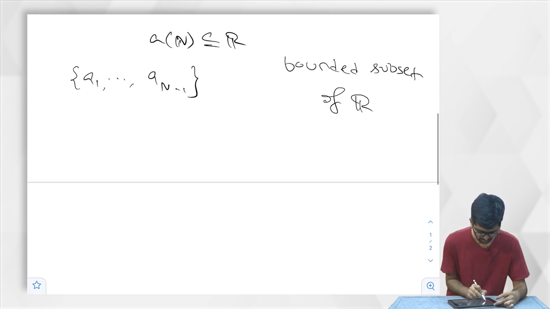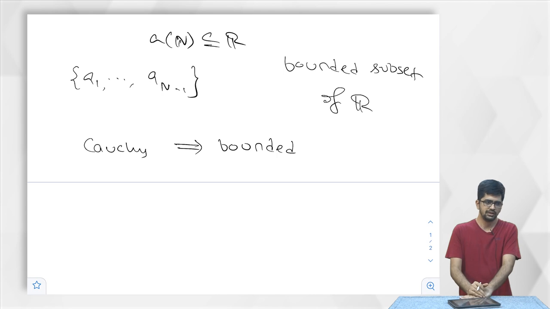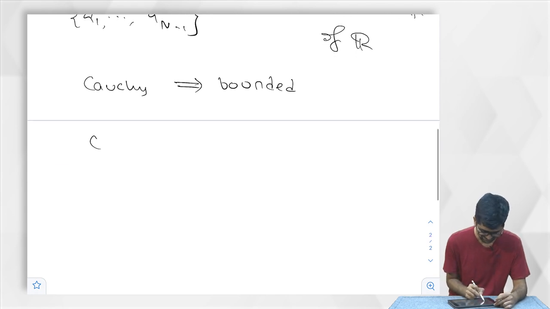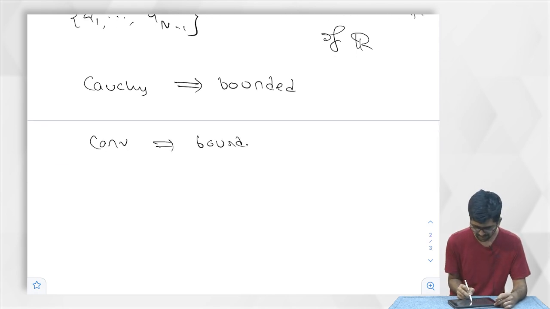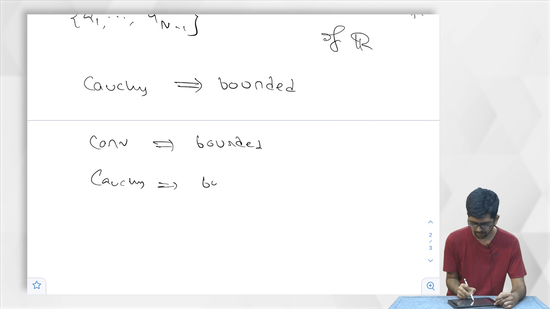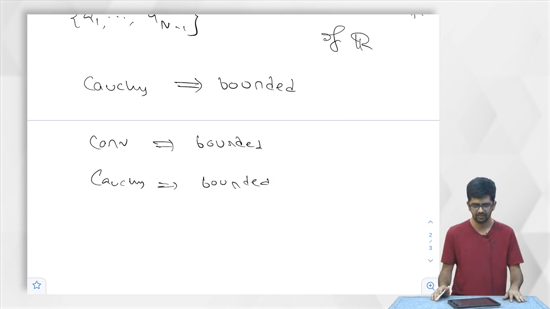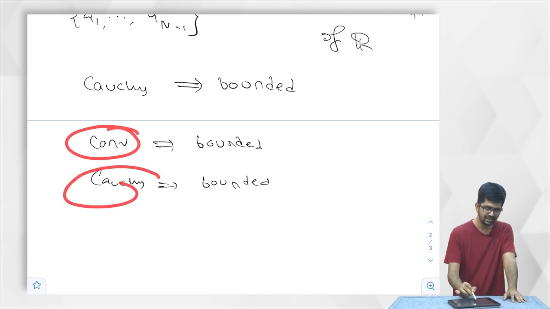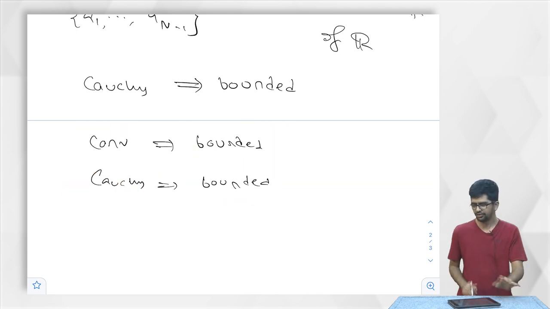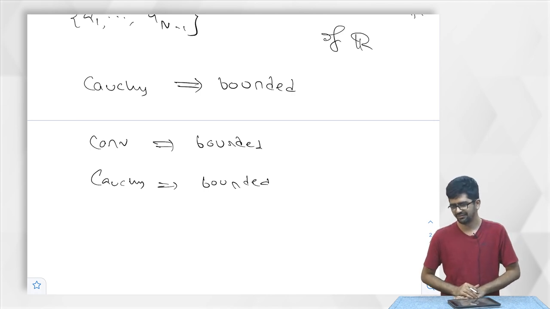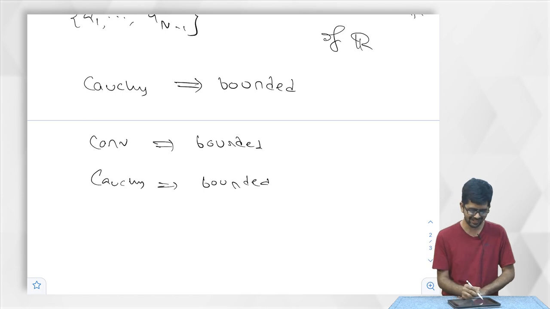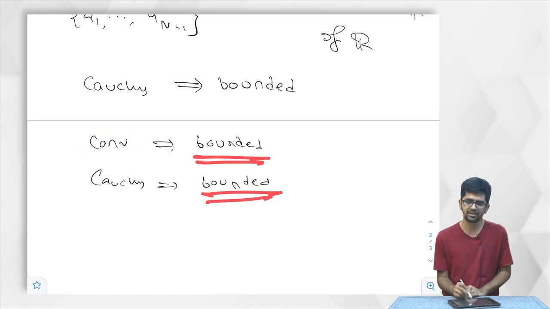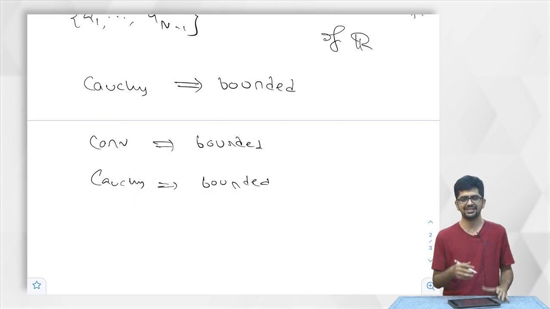Nice. So let me write down that Cauchy sequences are bounded. See, this should suggest something to you. Convergent sequences are also bounded, right? Convergent sequences being bounded, this we have already seen in the last session. Now we have seen Cauchy sequences are bounded. So see, these two have this common property. So this suggests maybe we should work slightly harder and see how they are related. Is being bounded the only common property of these two, or is there any other property that is common to both?